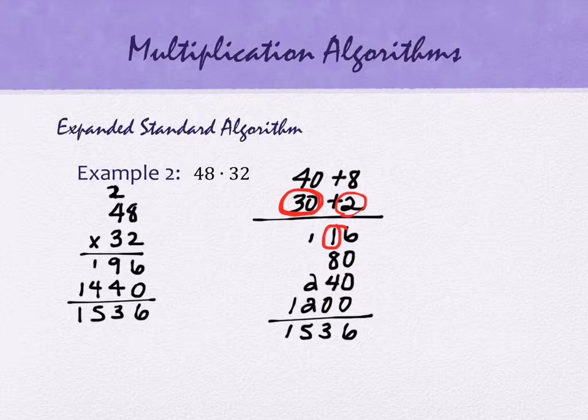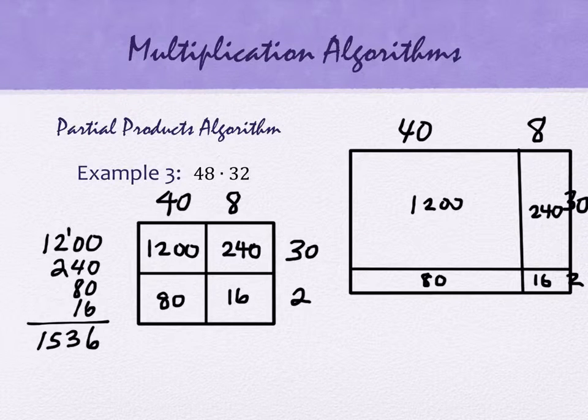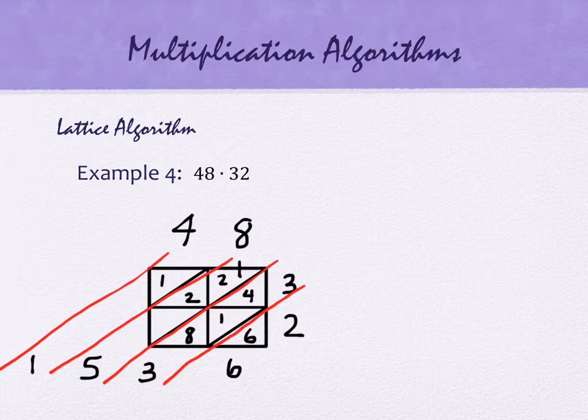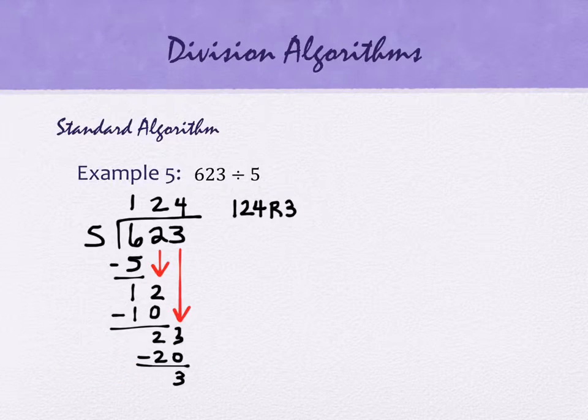So we have our expanded algorithm. That's simply sort of separating out the pieces, and it looks a lot like the standard algorithm otherwise. This one's more of a visual of the standard algorithm, or the expanded algorithm, where we separated it into these sort of area boxes and multiplied. And then it's called partial products. And then we had the lattice algorithm. Again, it sort of separated things out, but then you add along diagonals when you're done, so that's kind of different.